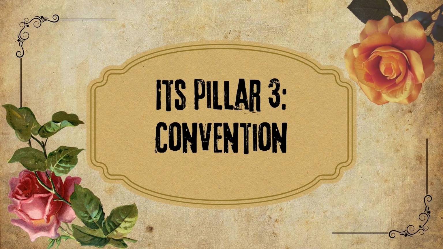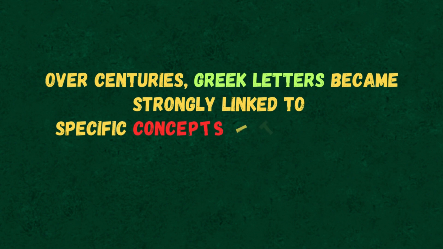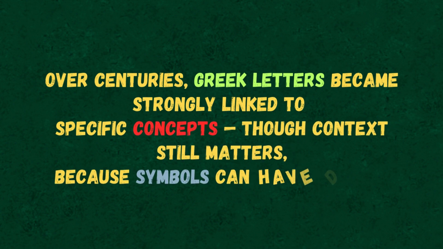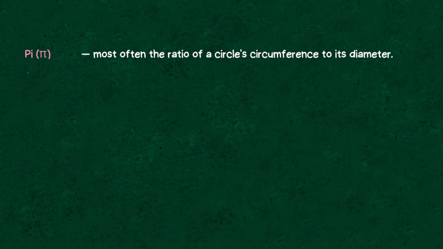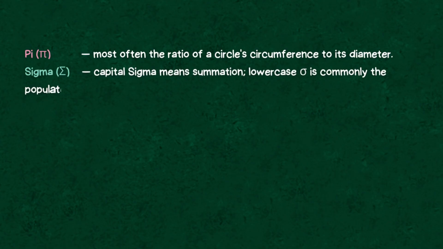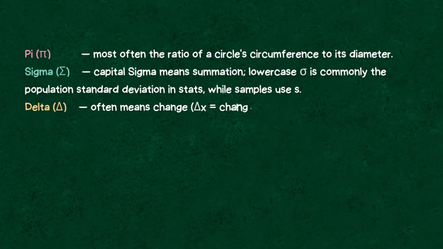Here's where the magic really happens: convention. Over centuries, certain Greek letters became strongly linked to specific concepts. Though context still matters, because symbols can have different meanings in different fields. Pi, most often the ratio of a circle's circumference to its diameter. Sigma, capital sigma means summation. Lowercase sigma is commonly the population standard deviation in stats, while samples use s. Delta often means change. Delta x equals change in x.